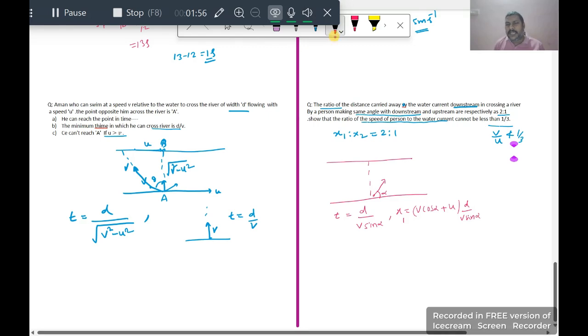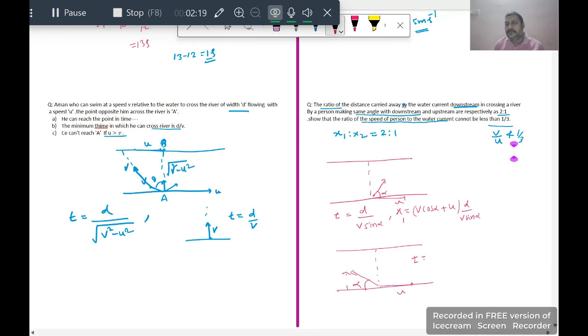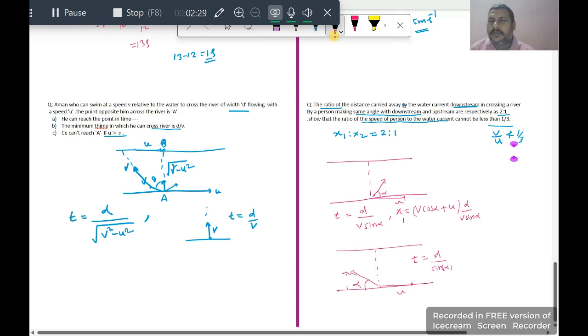Similarly, the person is now starting upstream. This is the river velocity u. So here also the river velocity is u, upstream with the same angle alpha. Here also the time taken is d by v sin alpha. There is no doubt at all. The time taken is the same to reach the opposite point. But now x2 is equal to u minus v cos alpha into d by v sin alpha.